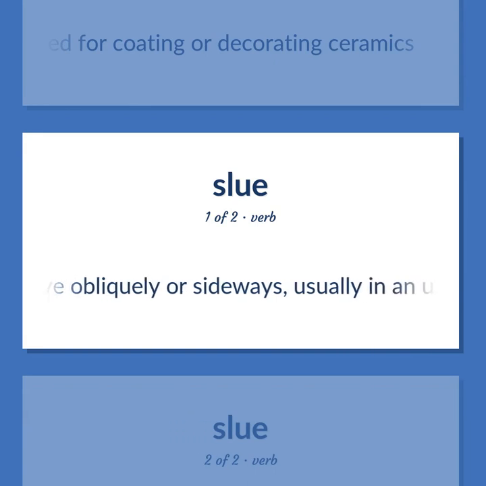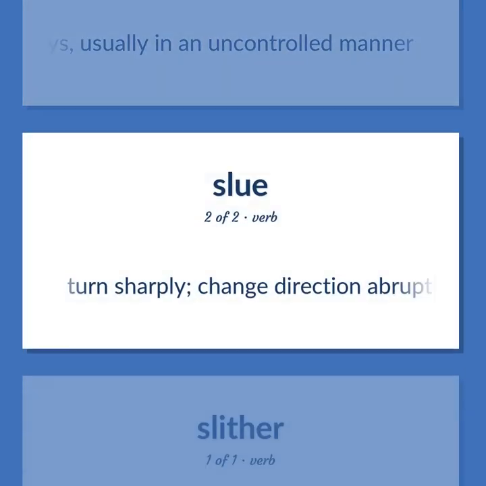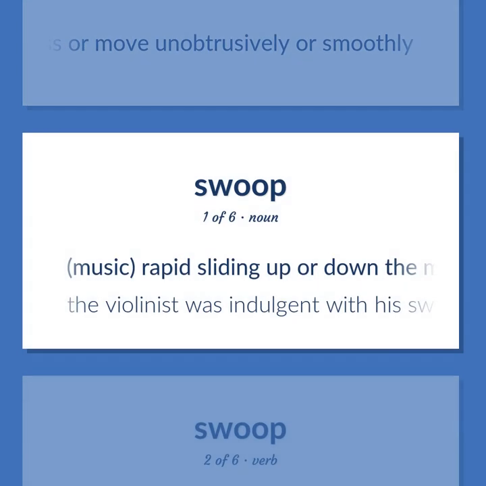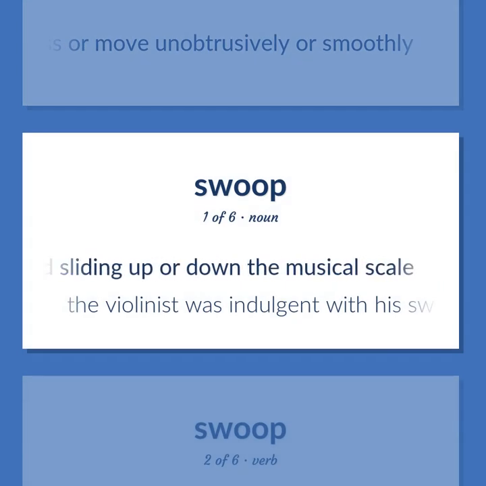Move obliquely or sideways, usually in an uncontrolled manner. Turn sharply. Change direction abruptly. To pass or move unobtrusively or smoothly. Music, rapid sliding up or down the musical scale. The violinist was indulgent with his swoops and slides.